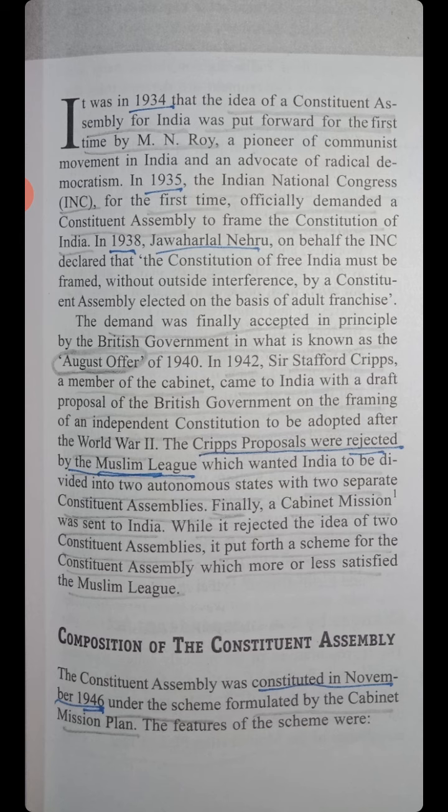The Cabinet Mission consisted of three members: Lord Pethick Lawrence, Sir Stafford Cripps, and A.V. Alexander. They arrived in India on 24 March 1946. The Cabinet Mission published its plan on May 16, 1946.